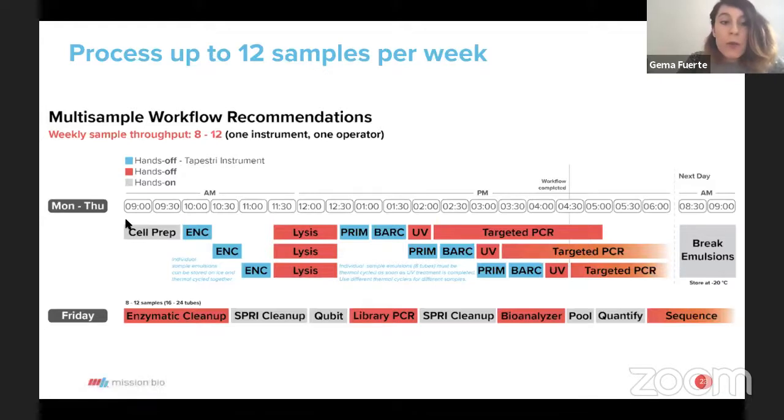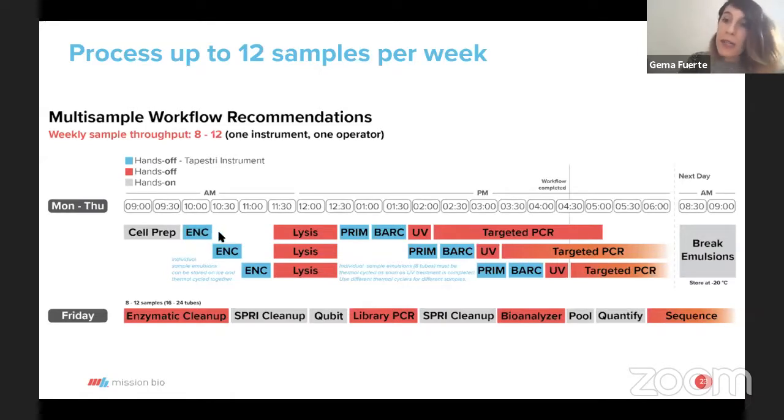So just a quick reminder of the assay. If you wanted to do 3 samples a day, you will do the cell prep for all of them together, and then you could encapsulate. Blue steps are done on the instrument and red on the thermocycler. So you could encapsulate them back to back. This is only 5 minutes, so the emulsions can wait.